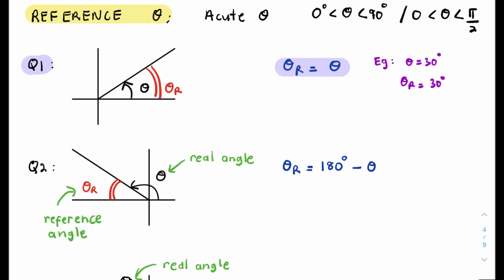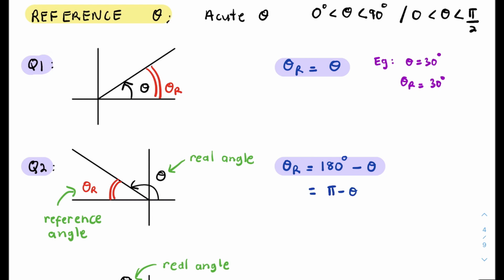Okay, now the second one, for quadrant 2. If this is your real angle for quadrant 2, from the initial side to your terminal side, your reference angle would be the acute one. Where is the acute one? The acute one will be on this side. So you can say that your reference angle over here is equivalent to 180, because a semicircle will give you 180. So to get the acute reference angle, you subtract the real angle theta from it. In terms of radians, you can write it as pi minus theta.